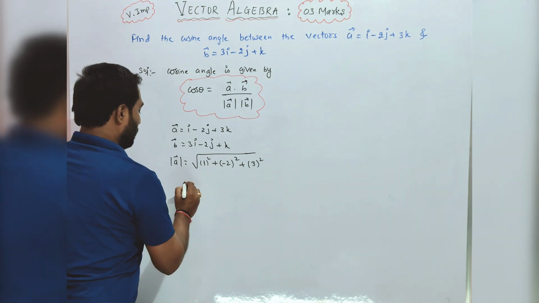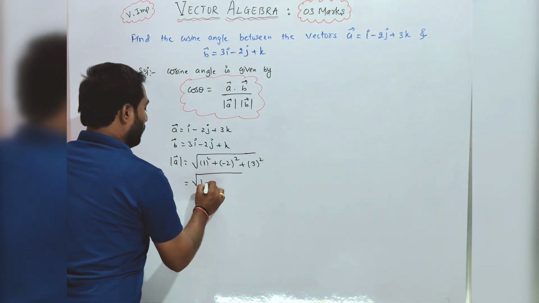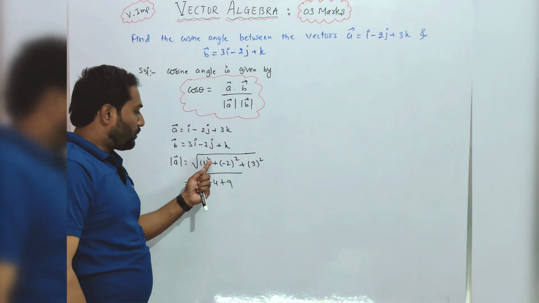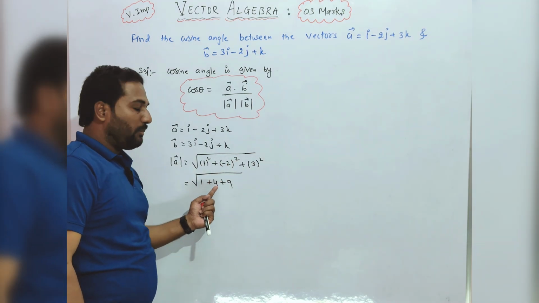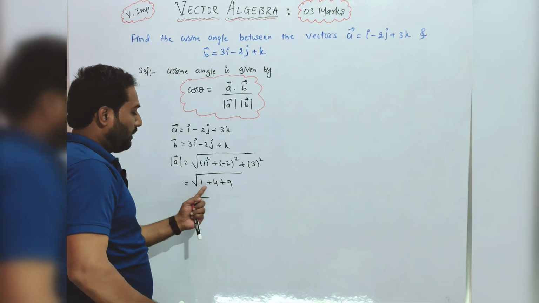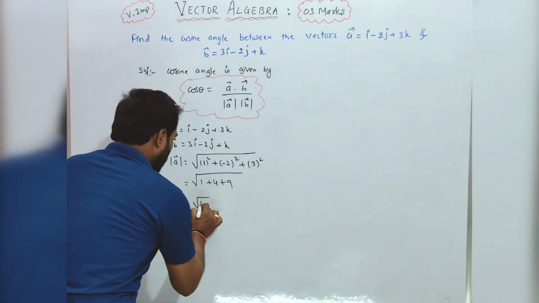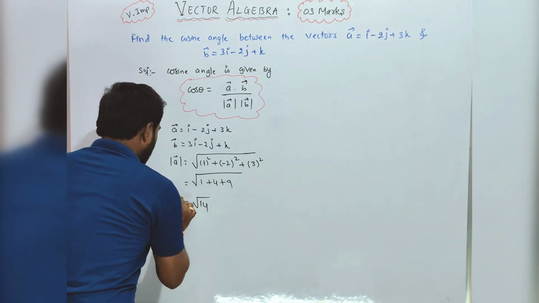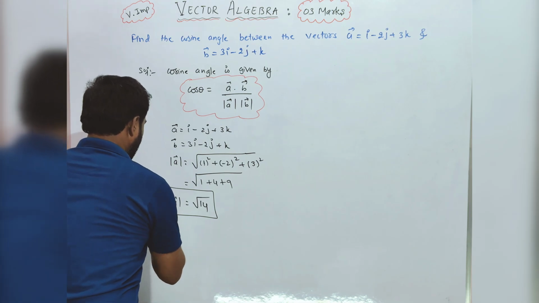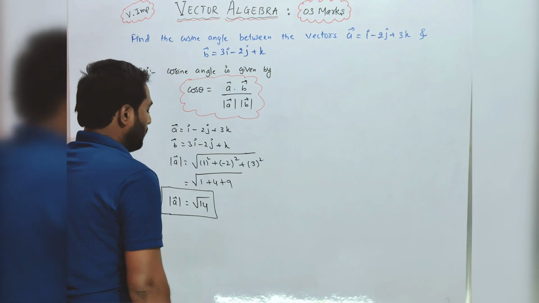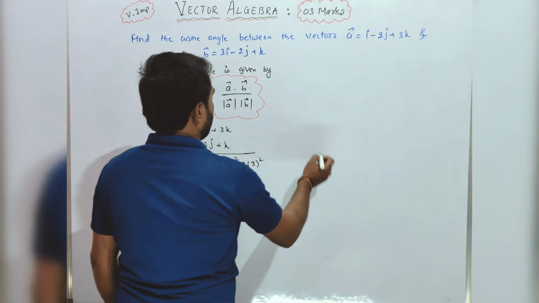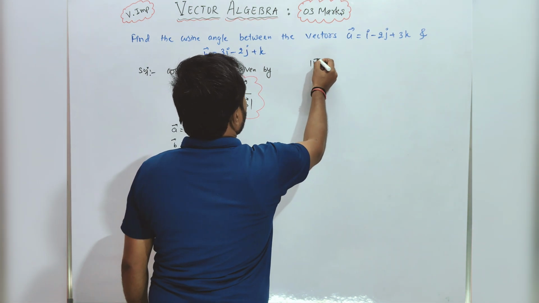Okay. Now the values are 1 plus 4 plus 9, because 1 square is 1, minus square is again plus, 2 square is 4, 3 square is 9. So this is nothing but root of 9 plus 1 is 10, plus 4 is 14. So this is the magnitude of a. This is our right. Similarly, let us find b.